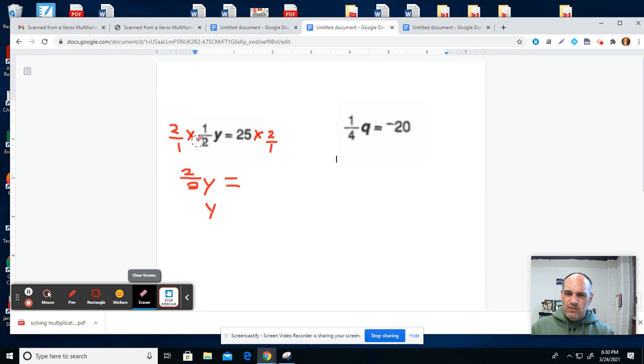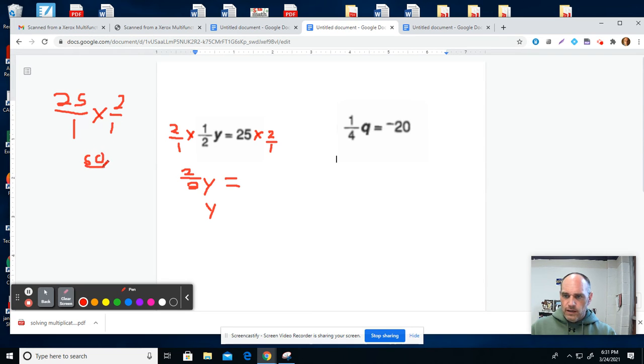So I multiplied by its reciprocal. I flip this fraction upside down. So I multiply this side by 2 over 1. I do the same thing over here. So now when I do this math, I'm just going to come over here for a little more room. You can just think of this as 25 times 2, which is just 50. Or if you want to think of it as fractions, 25 over 1 times 2 over 1 gives us 25 times 2 is 50 over 1, which is just 50. So y equals 50.